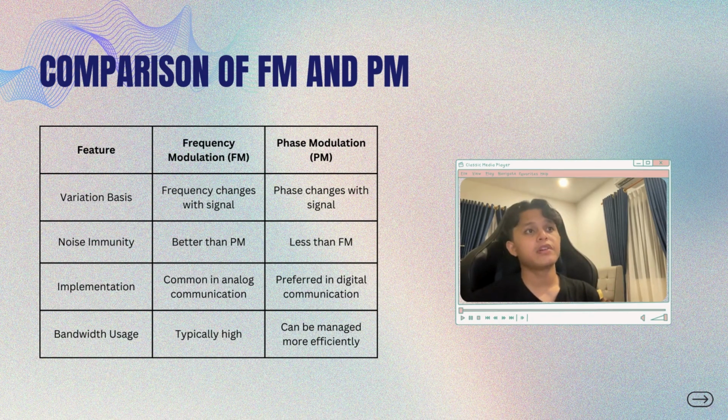This is a quick comparison of PM and FM. For variation of basis, in FM the frequency changes with the signal, and in phase modulation the phase changes with the signal. For noise immunity, frequency modulation has better noise immunity than phase modulation. For implementation, FM is common in analog communication, while PM is preferred in digital communication. How about bandwidth usage? FM is typically high, while PM can be managed more efficiently. That's all. Thank you.